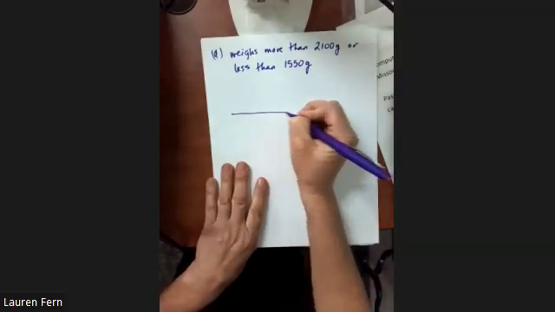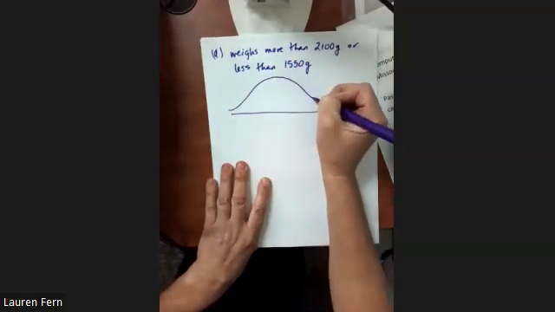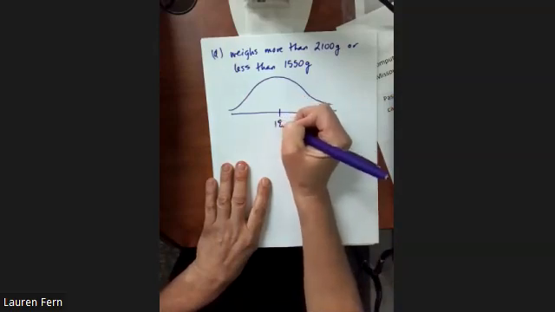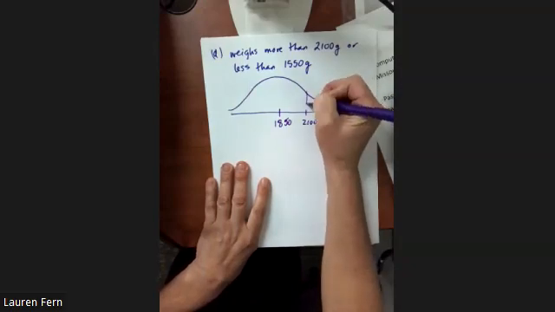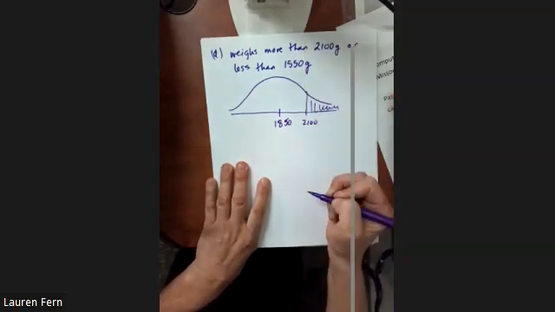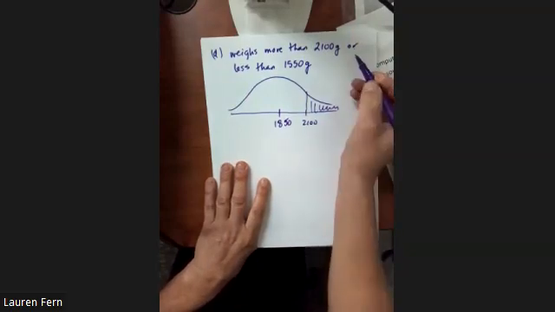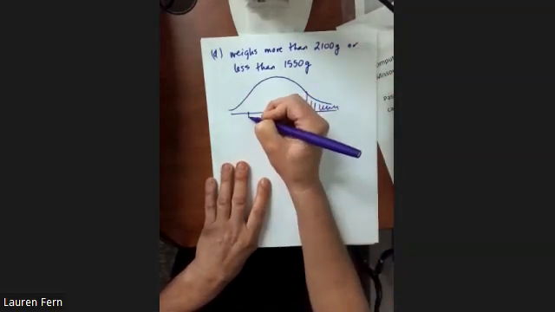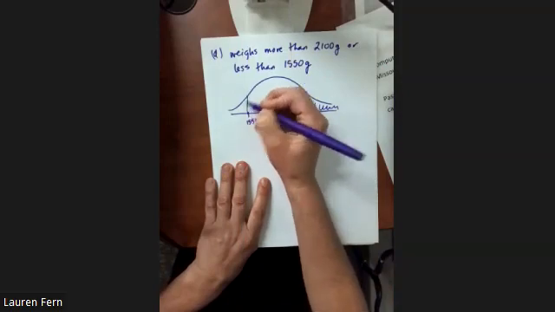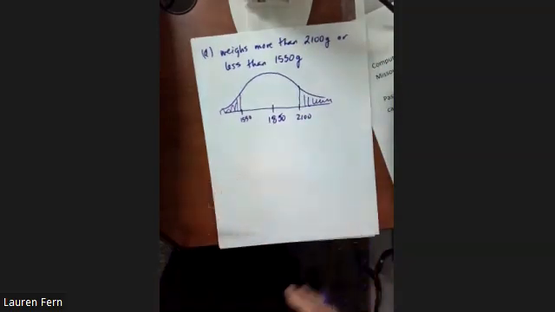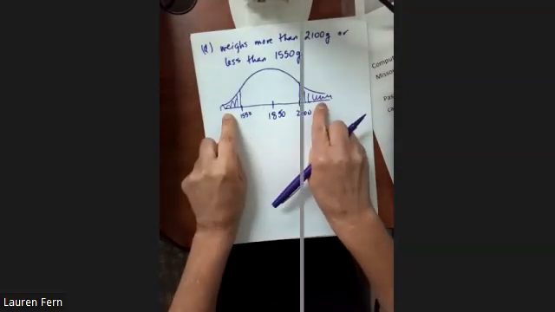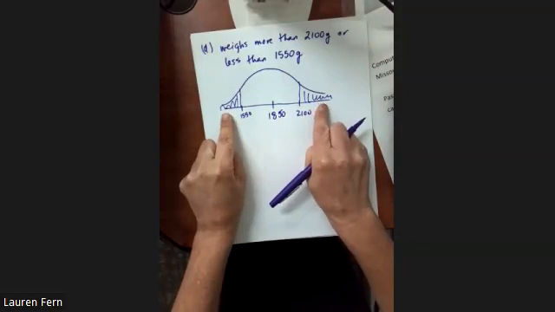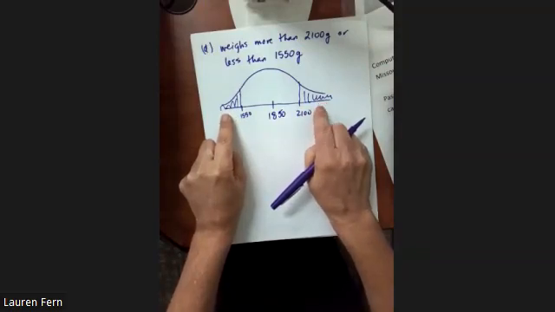Okay, pictures are worth a lot here. Here's my mean, 1850. We're interested in more than 2,100, which is this region, or less than 1,550, which is this region. Notice I better use that word "or" because we can't be here and here at the same time. Does anyone have an idea as to how we're going to do this?